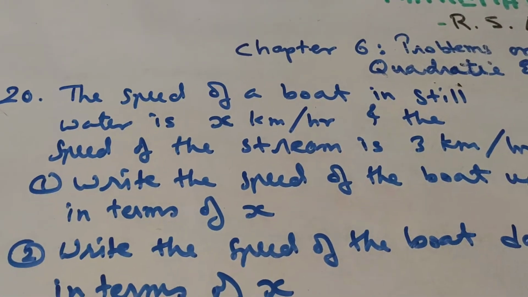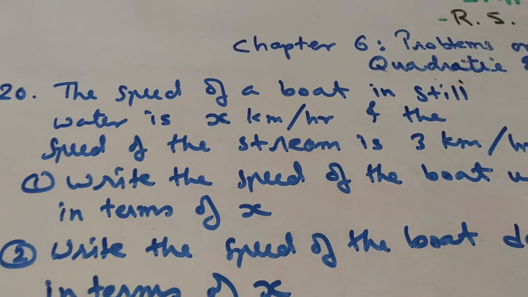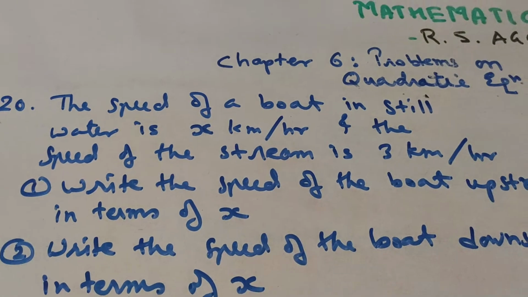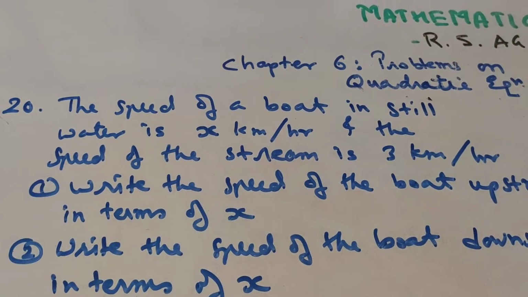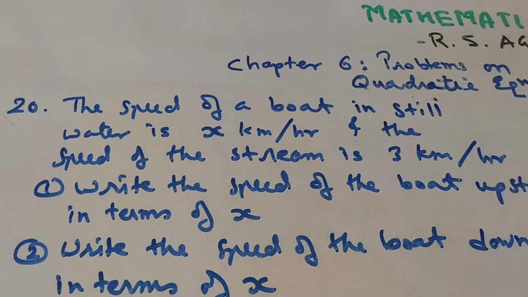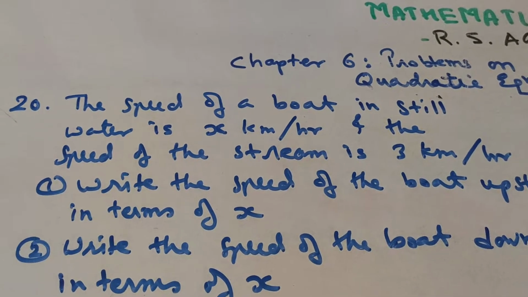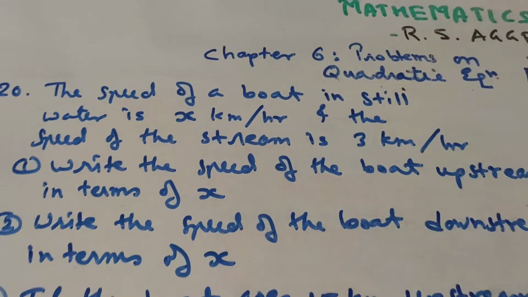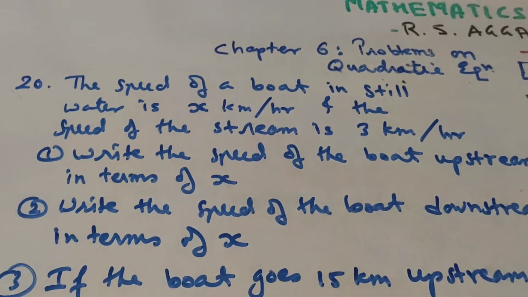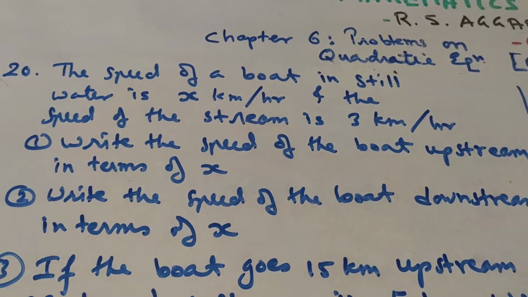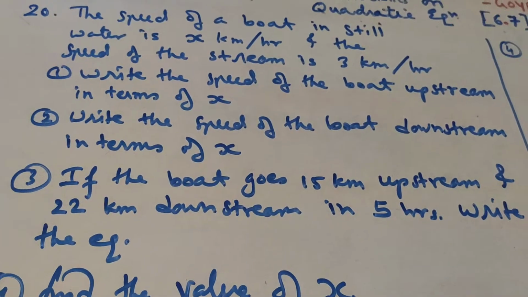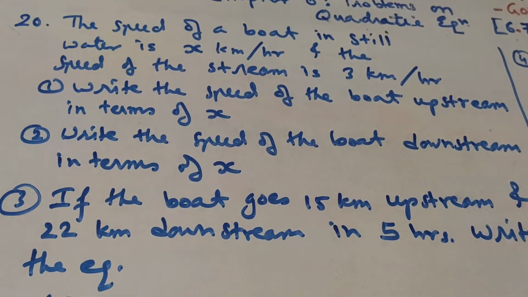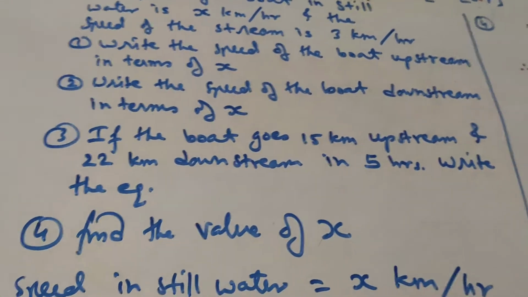The speed of the boat in still water is x km per hour, and the speed of the stream is 3 km per hour. So the stream is flowing at a speed of 3 km per hour, and the speed of the boat in still water is x km per hour. We have to answer the following questions. Number 1, write the speed of a boat upstream in terms of x. Number 2, write the speed of a boat downstream in terms of x. Number 3, if the boat goes 15 kilometers upstream and 22 kilometers downstream in 5 hours, write the equation and find the value of x.